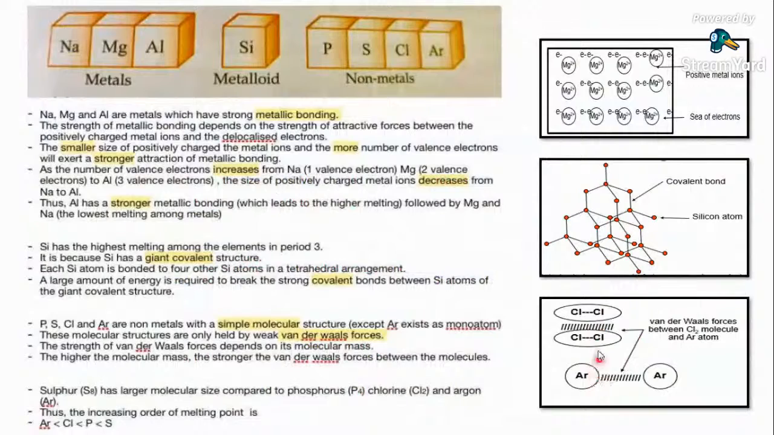We are talking about between the chlorine molecule and the chlorine molecule. This is the van der Waals forces. If it is a chlorine atom with a chlorine atom, in the Cl2 over here, this is the covalent bond. So between the chlorine atoms it is covalent, but between the chlorine molecule and the chlorine molecule it is van der Waals forces.